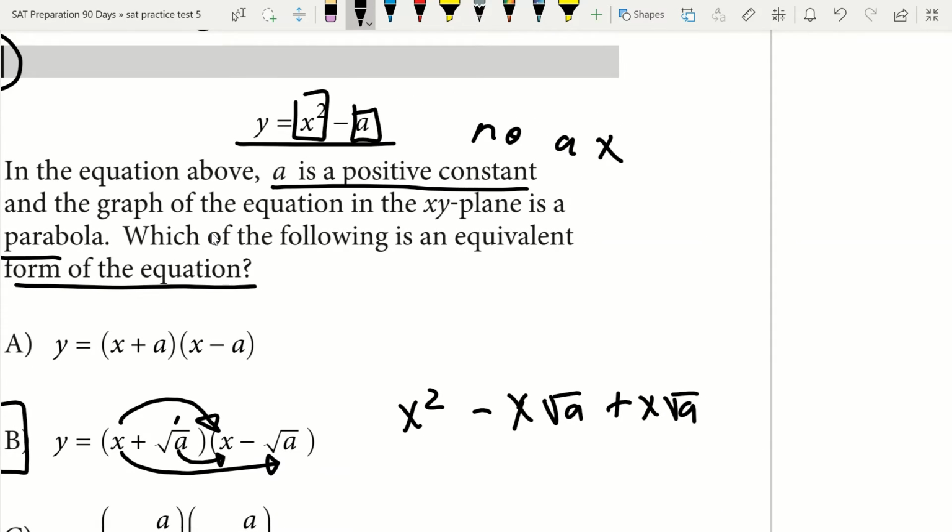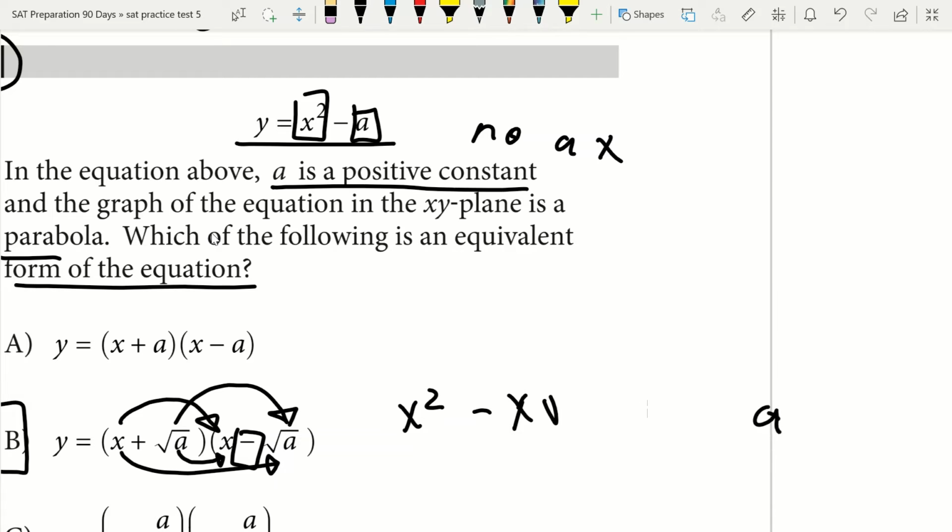Now I'm also going to have a positive root a times a negative root a. That's going to give us negative root a squared, since we have a negative sign right here and a root a times root a. A square times a square root is going to leave us with just a, so we'll have minus a. Okay, so that's our difference of perfect squares.